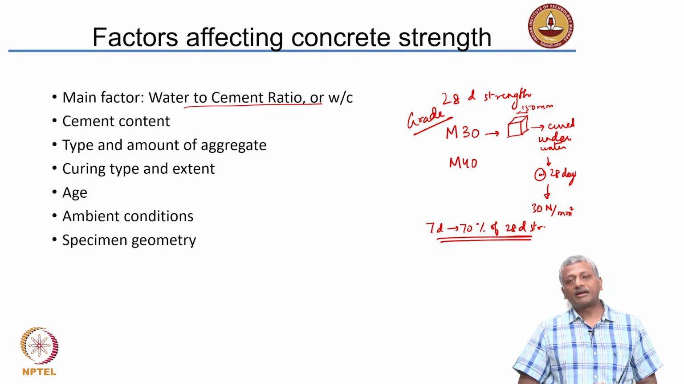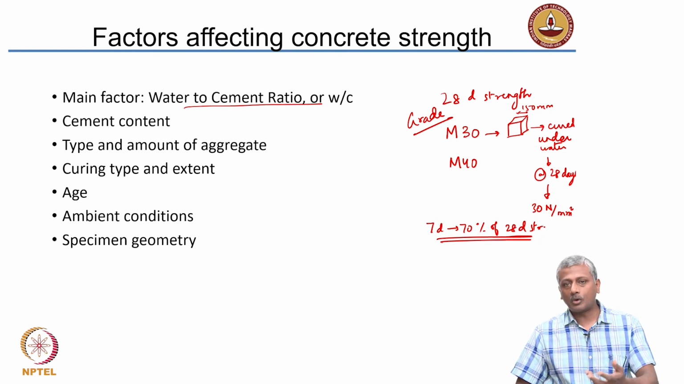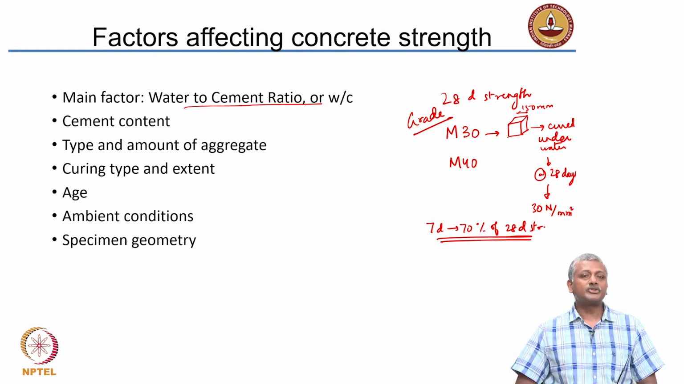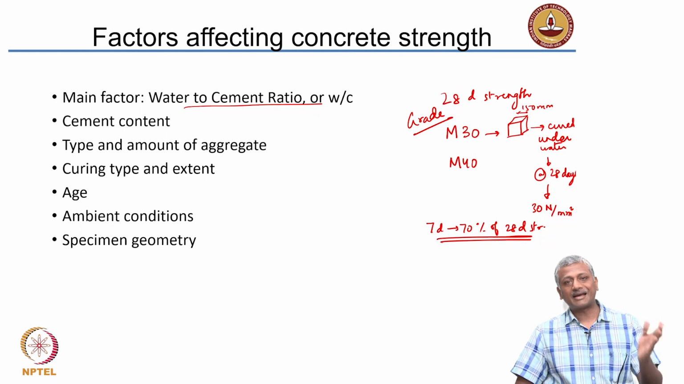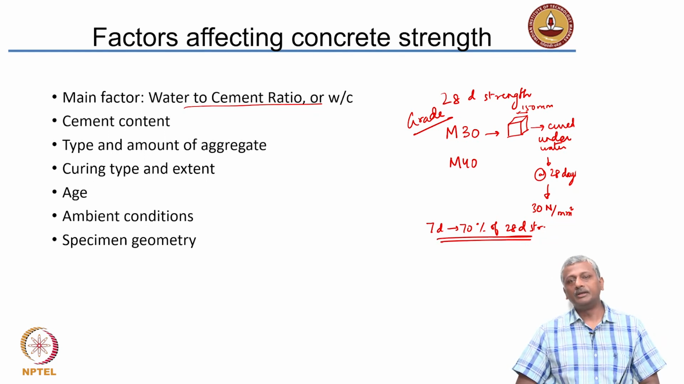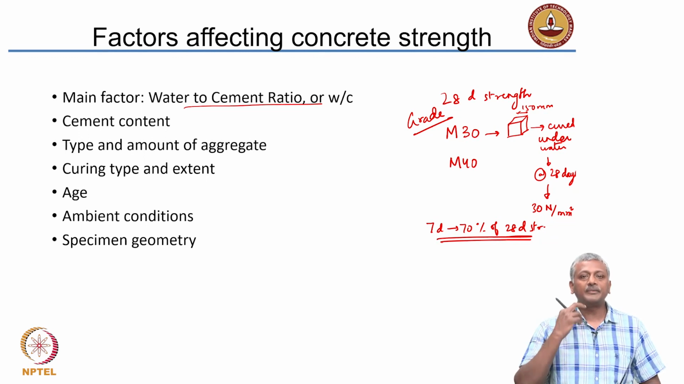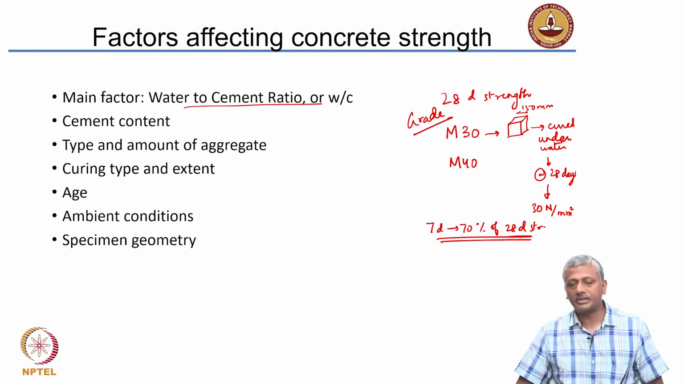The type and amount of aggregate, depending upon the type of aggregate that you use, limestone, granite, andesite, quartzite and so on, and how much of this aggregate do you have in your system, that is aggregate to cement ratio, can also determine the strength. The type of curing and the extent of curing. Are you doing water curing? Are you doing curing compound based curing? Are you covering with a wet Hessian cloth? And how long are you going to be curing for? 1 day, 3 days, 7 days, 14 days?